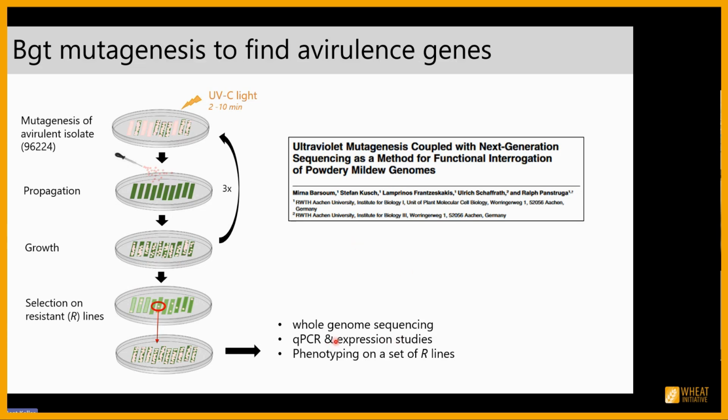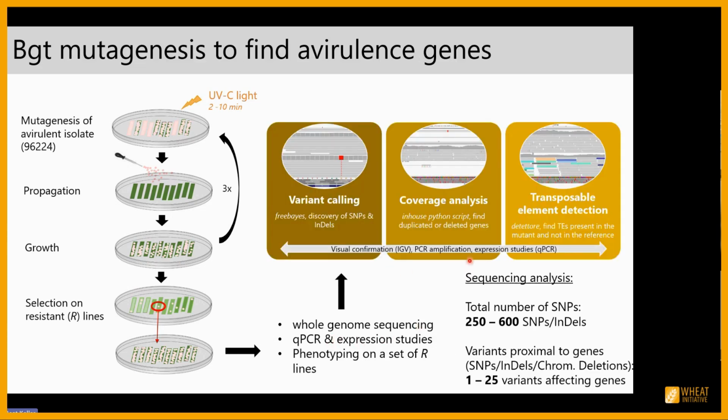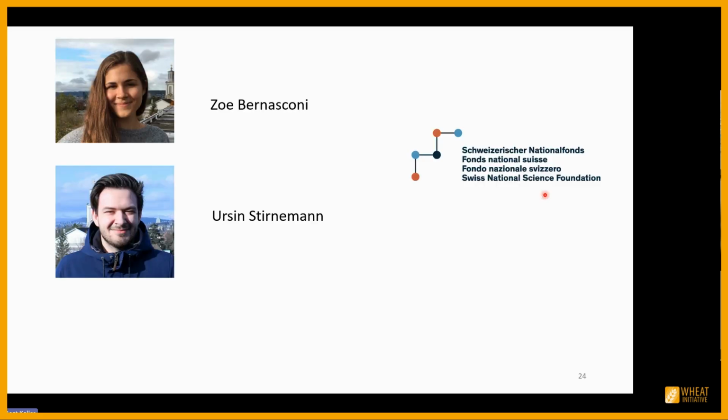And then we used whole genome sequencing to call SNP variants, to do coverage analysis to detect larger deletions, and also to detect transposable element insertions in the mutated progeny. And this has turned out to be a very nice method to get to genes. This is work that was mostly done by Zoe Benasconi, now postdoc in the group, and Ursin Stirnemann, a technician. So they have been very patient to identify all these mutants that I will now describe.